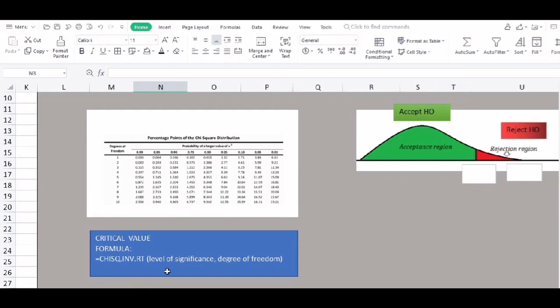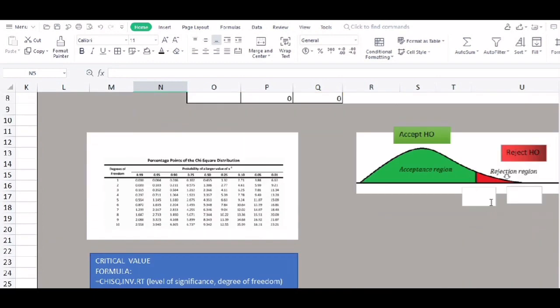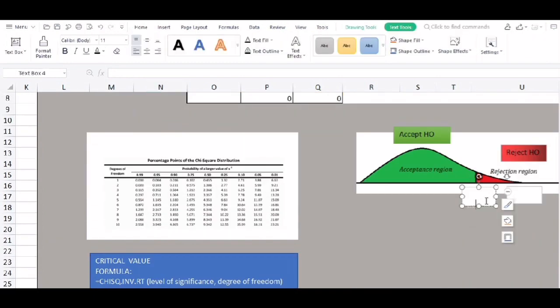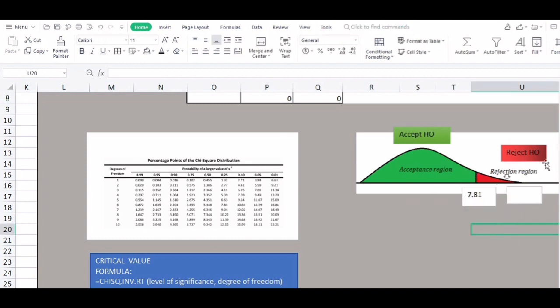So let's go back. So our critical value is 7.81. At isusulat natin siya sa gitna ng color red and color green. We have 7.81 for our critical value. And of course, we have kanina our chi-square, which is the 12.72.